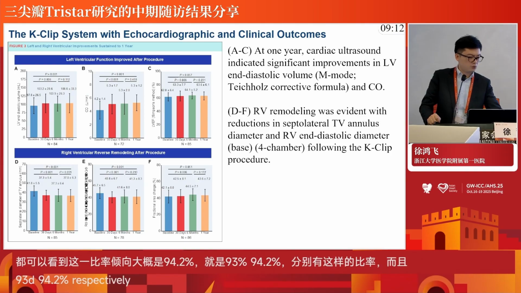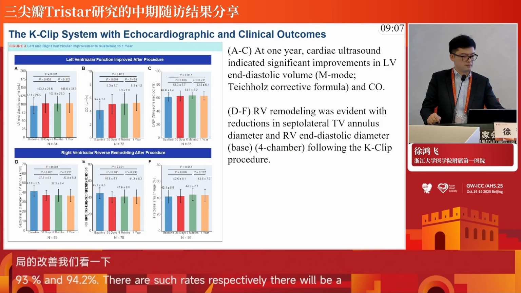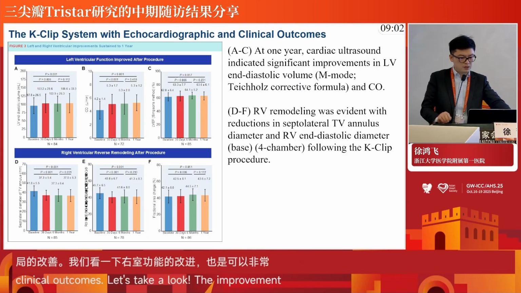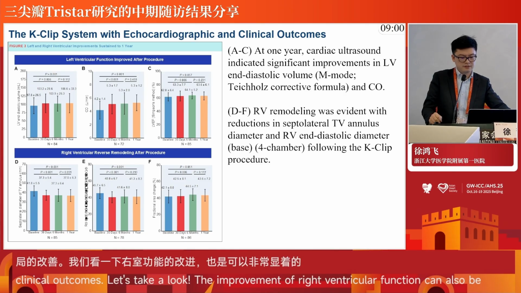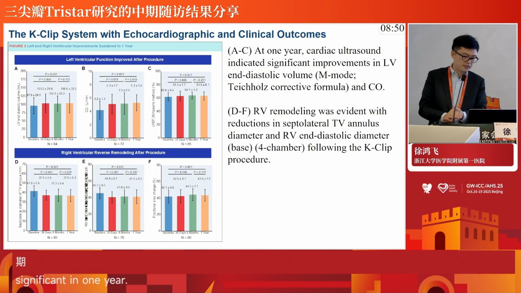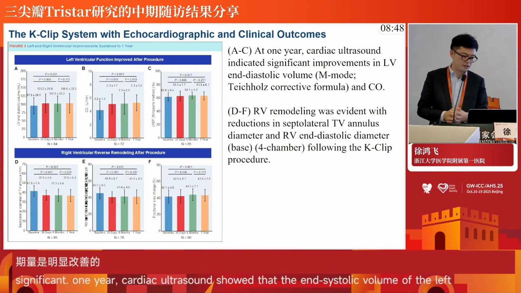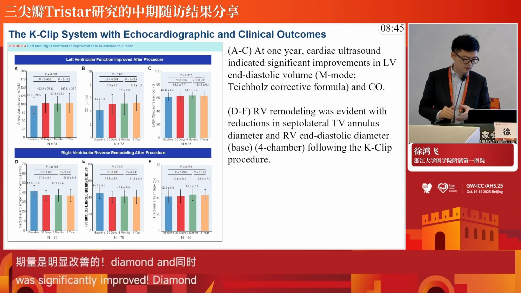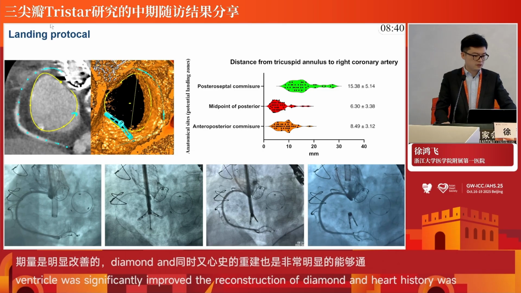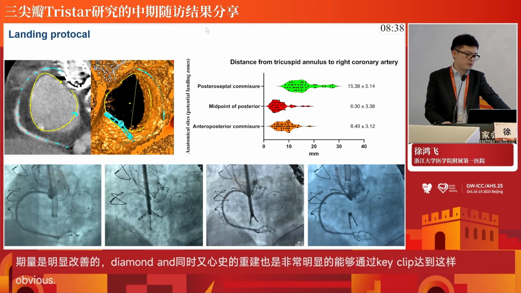The left and the right ventricle function improvement can also be seen in the echo data. At 1 year, cardiac ultrasound indicates significant improvements in LV end-diastolic volume and CO. RV remodeling was evident with reductions in septal-lateral TV annulus diameter and RV end-diastolic diameter following the K-clip procedure. And when we talk about the landing protocol, this is very important.